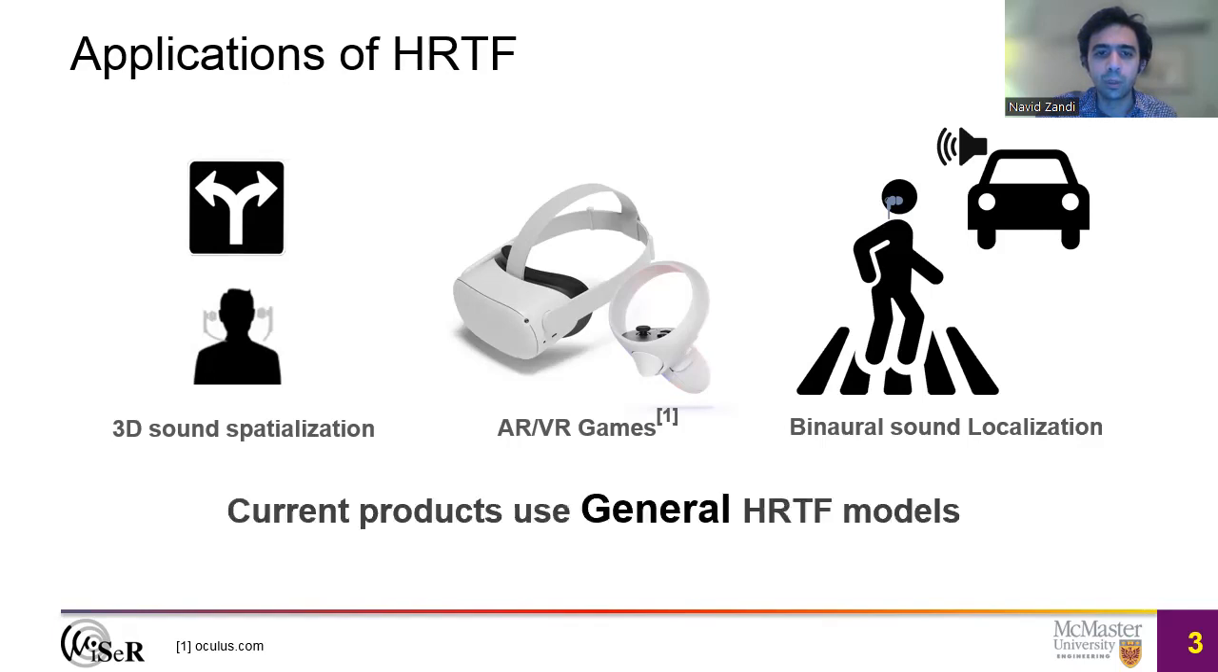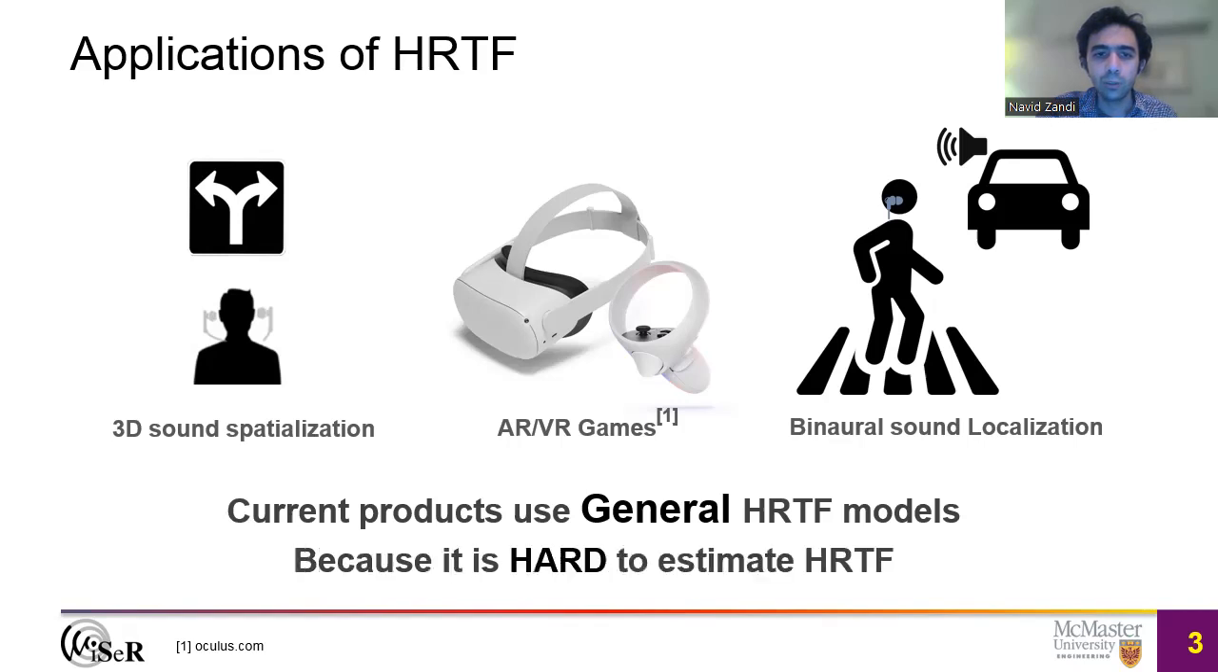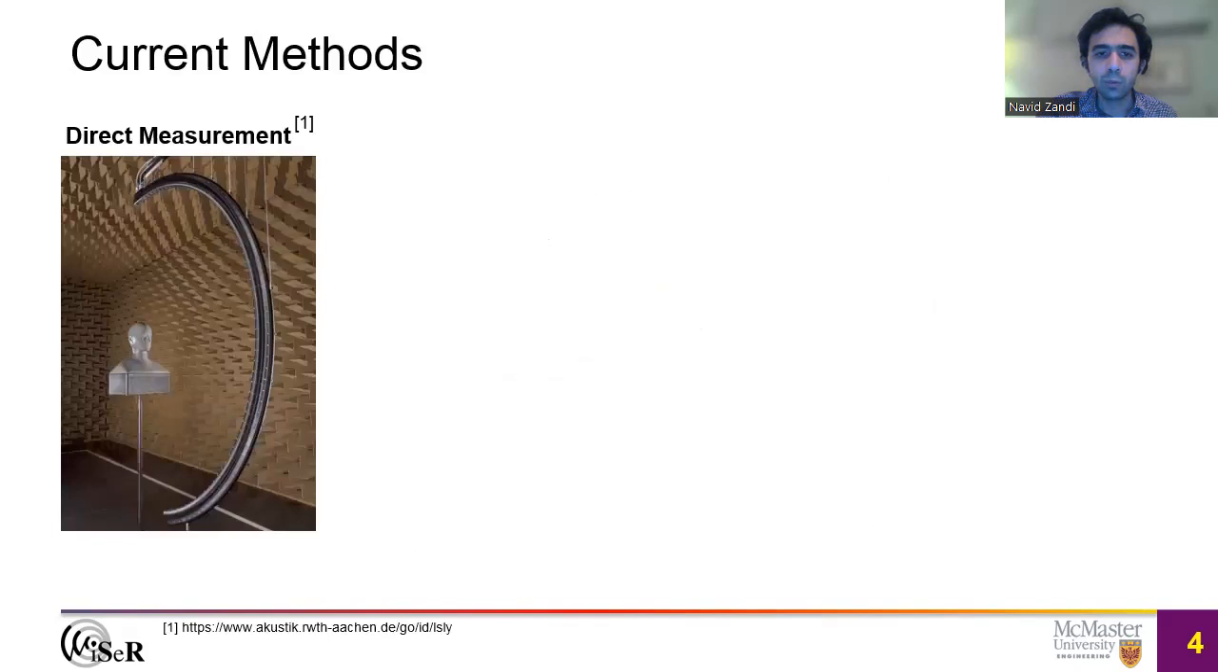However, current products in the market use a general or non-individualized model, which leads to perception and localization errors. Why do they use general HRTFs? Because there is not yet a practical, accessible method for HRTF estimation. One of the main methods for HRTF personalization is doing binaural acoustic measurements in an anechoic room for all the desired spatial directions.